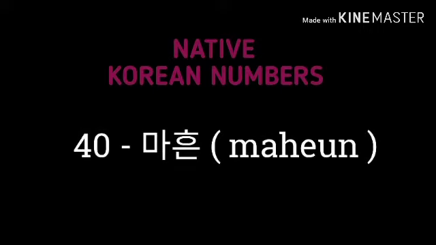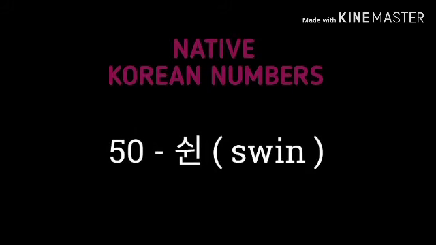40. If you read this one, you will pronounce this as mahun, but the proper pronunciation of this is maun. 50. Also in this one, if you read this, you will pronounce this as swin, but the proper pronunciation of this is shin.